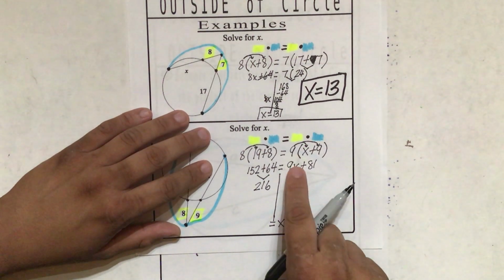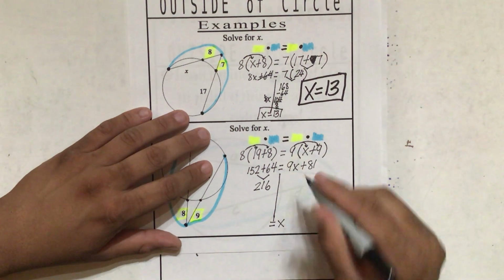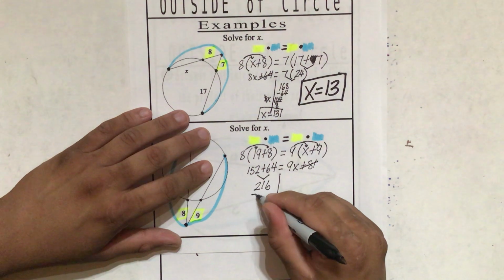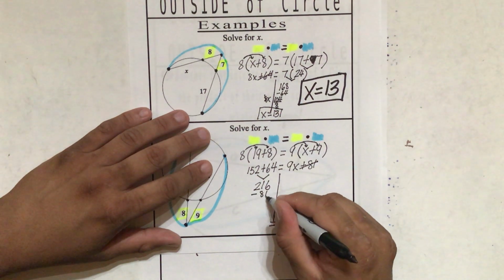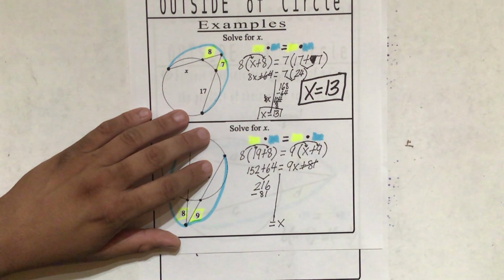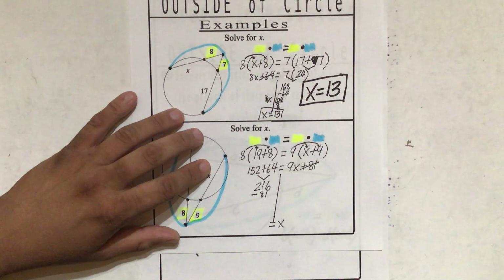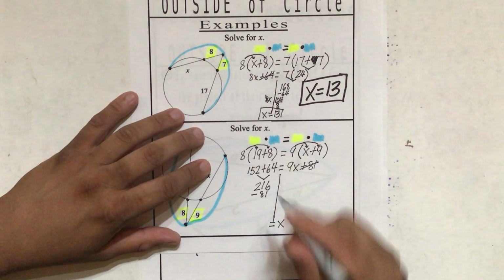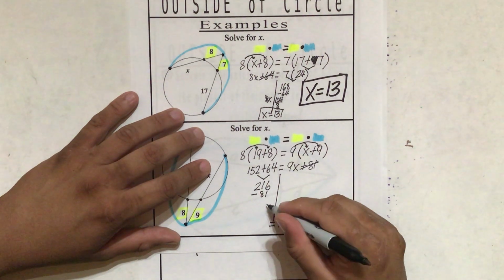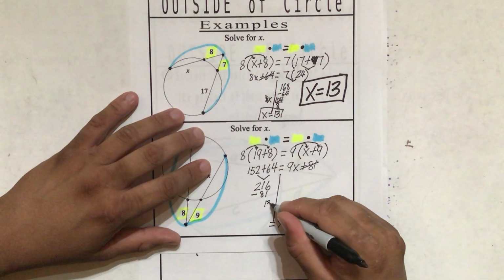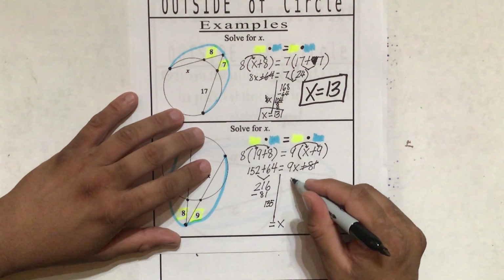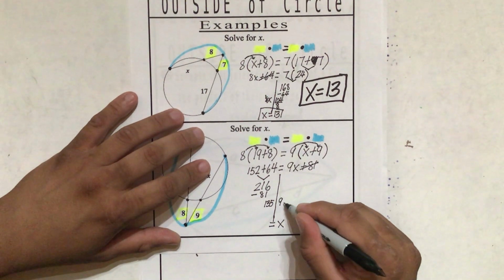Now, I want to get this 9x or this x by itself. So I'm going to take this positive 81, cross it out, and I'm going to bring it over here, and I'm going to make it minus 81. Just like that. And 216 minus 81 is 135. Now this 9x is still there, so I'm going to bring this down just like that.